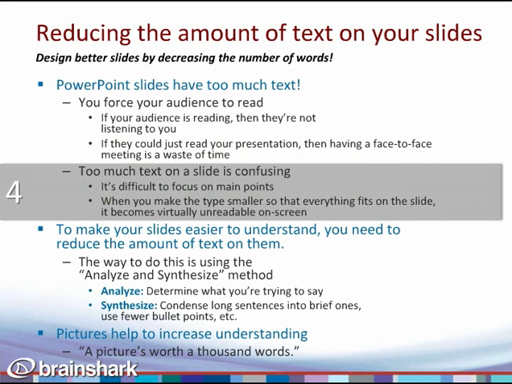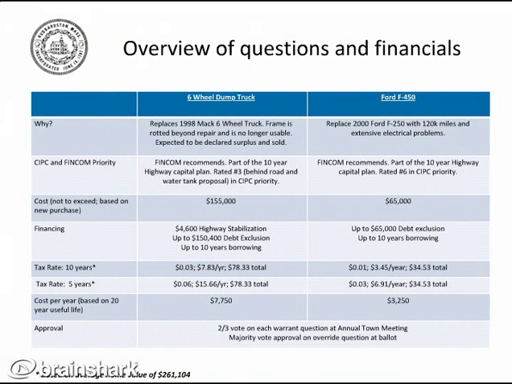Message 4 is that too much text is confusing. It's similar to the previous message of forcing the audience to read, but it's a little different because it talks about obscuring the main points of your message. I think that this slide illustrates this problem pretty well, but let me give you another example that you might encounter in a business presentation.